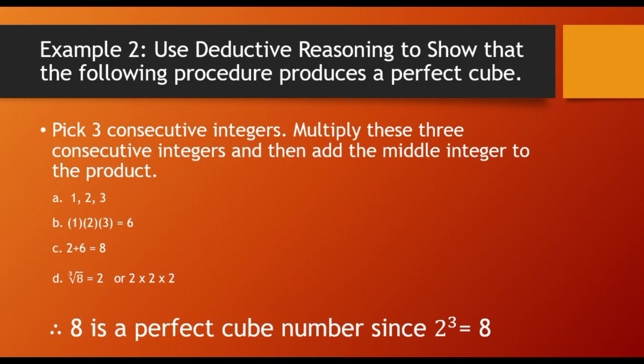So you can use any consecutive integers. Try it yourselves. If you try 2, 3, 4, or 3, 4, 5, the result will be the same. Therefore, our procedure produces a perfect cube. Okay? So, that's it for our lesson for today. I hope you have learned something.